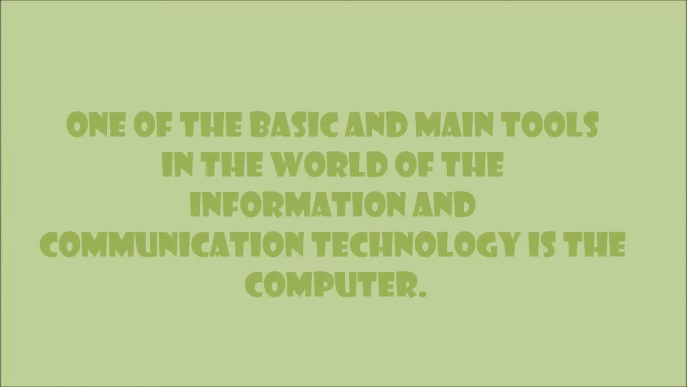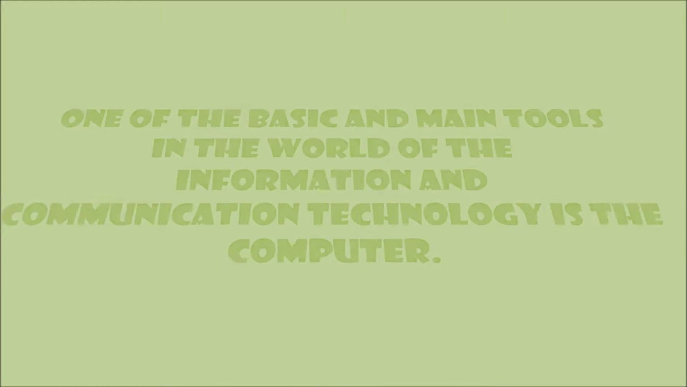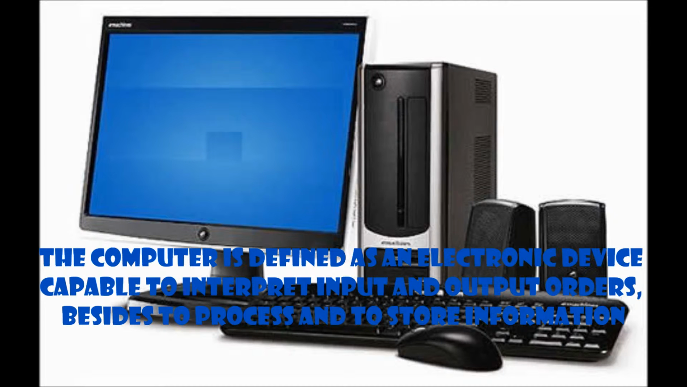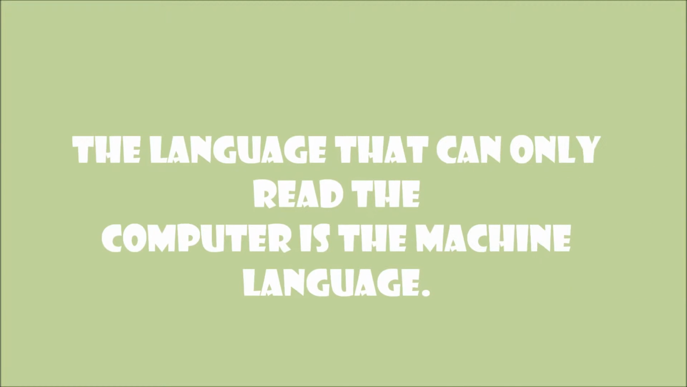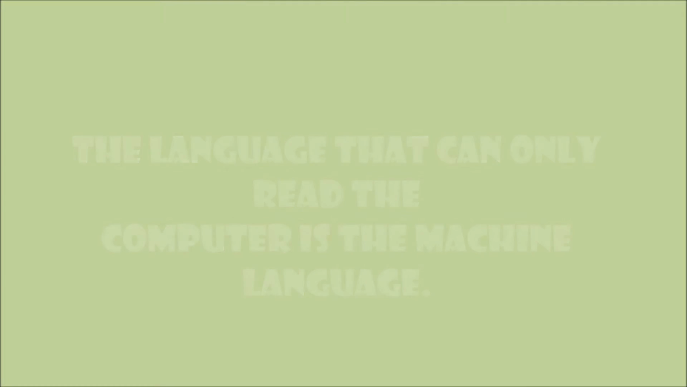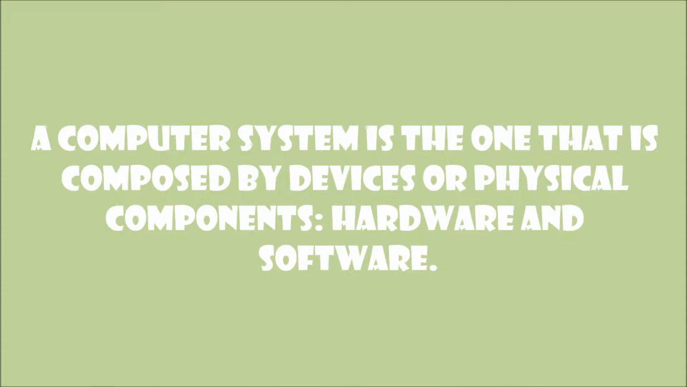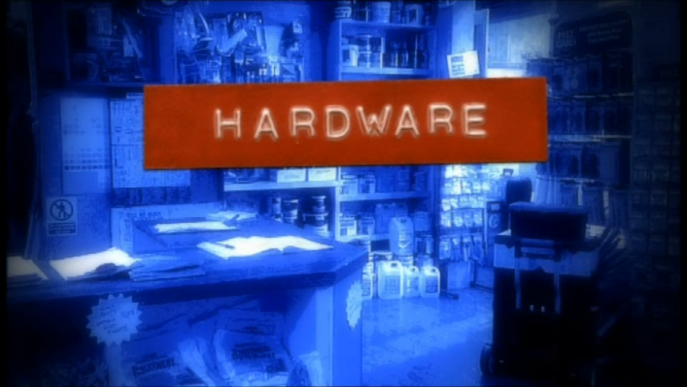One of the basic and main tools in the world of information and communication technology is the computer. The computer is defined as an electronic device capable of interpreting input and output orders, besides processing and storing information. The only language a computer can read is machine language. A computer system is composed of physical components, hardware, and software.